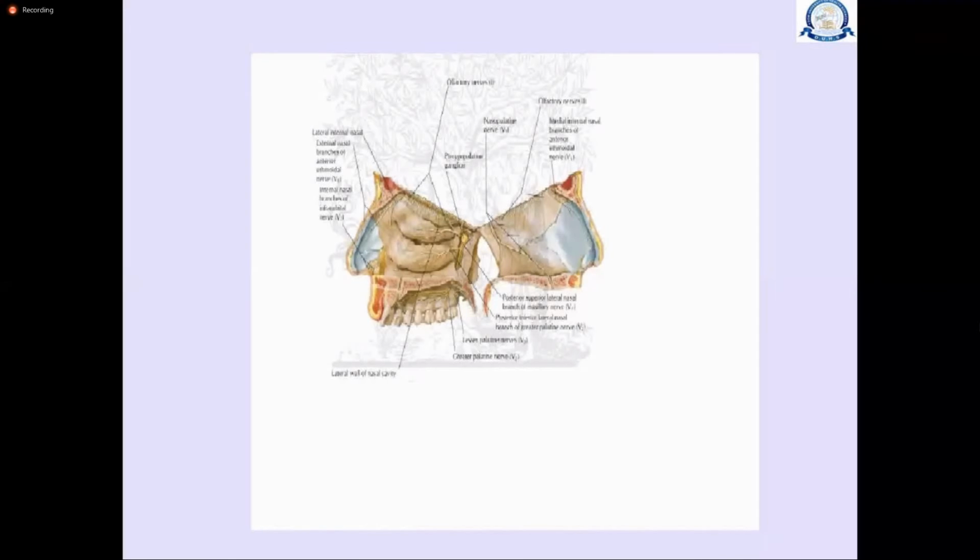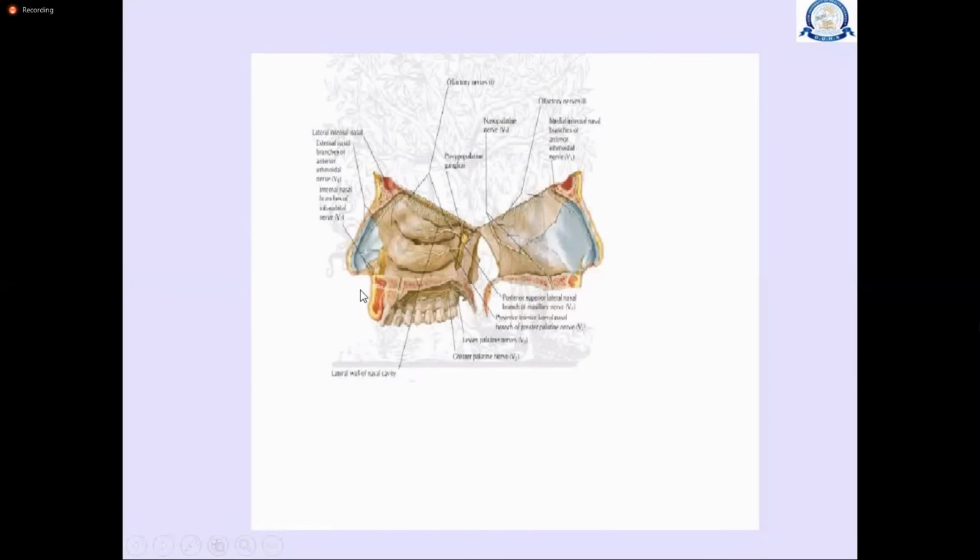Then you have the posterior superior lateral nasal, okay, and then you have the inferior lateral nasal. So this is the posterior superior lateral nasal, and then you have the inferior lateral nasal branch, which are the branches of the greater palatine, supplying the lateral part of the nose, whereas the nasal septum is supplied by the nasopalatine branch of the maxillary division of the trigeminal.